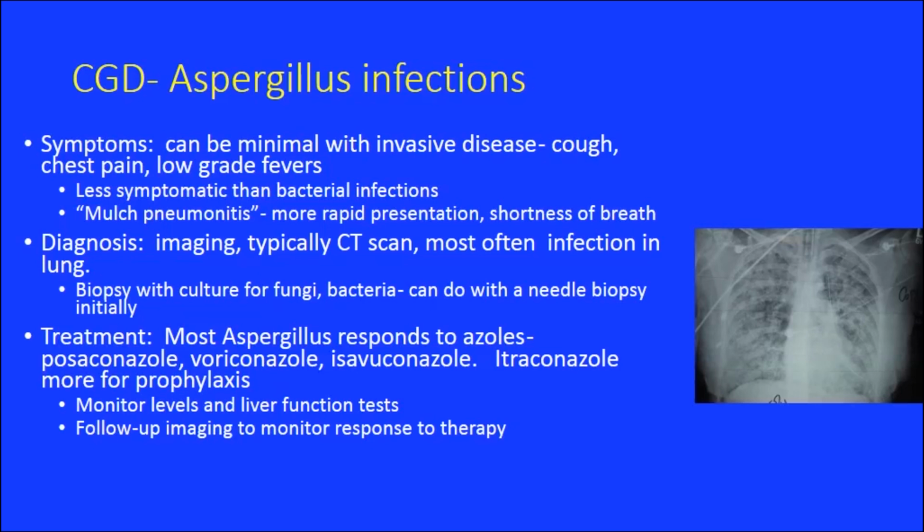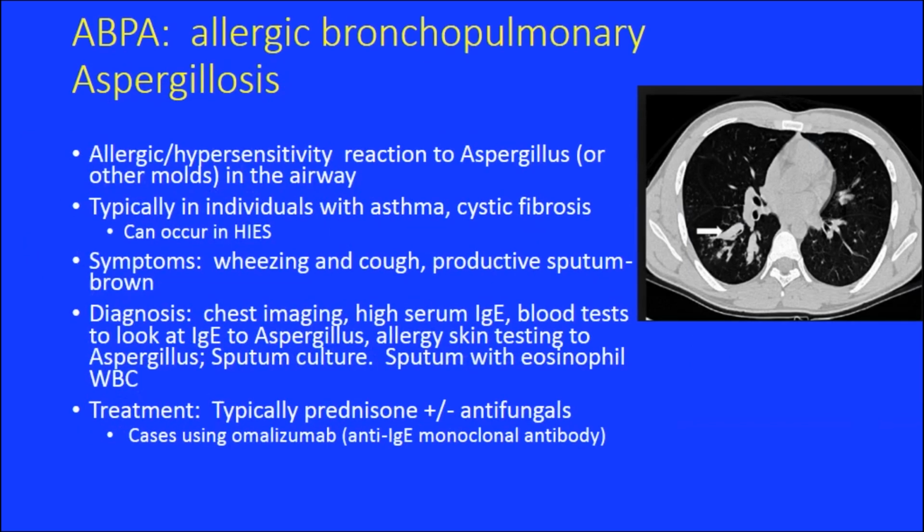Itraconazole, again, is more for prophylaxis. It's important to monitor the levels and the liver function test, and then follow up imaging to make sure there's a good response to therapy. Okay, now switching away from chronic granulomatous disease, we'll talk a little bit about ABPA.